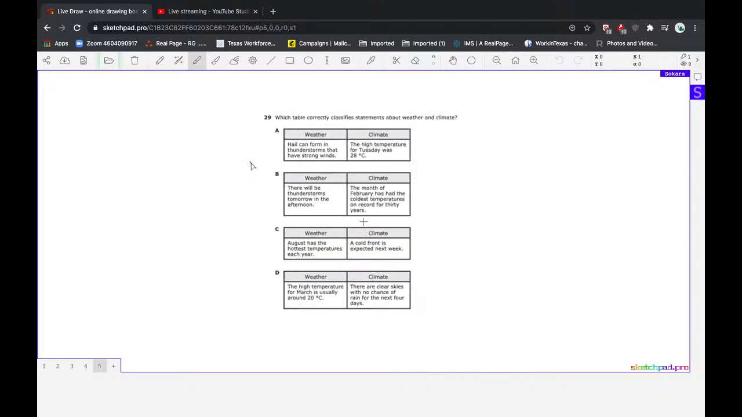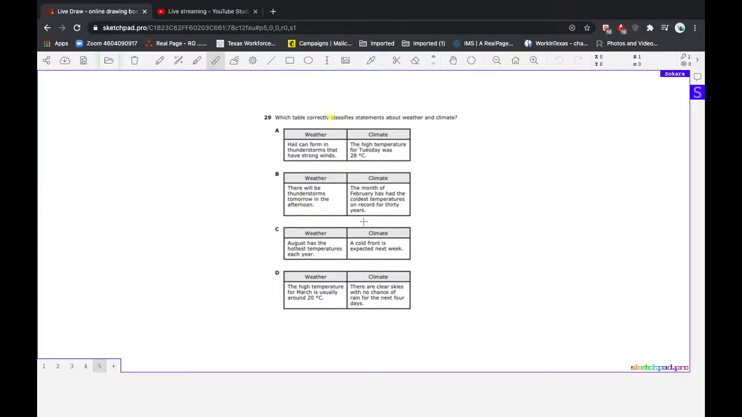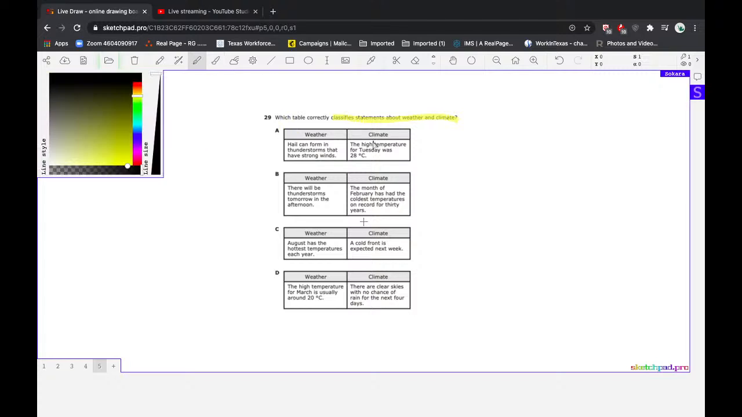Let's do the last question now. Alright, let's highlight key information. Which table correctly classifies statements about weather and climate? Okay, so we have a table here, and let's go by each one and see which one is correct.